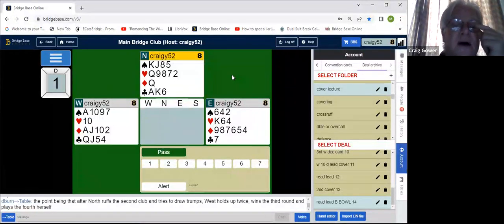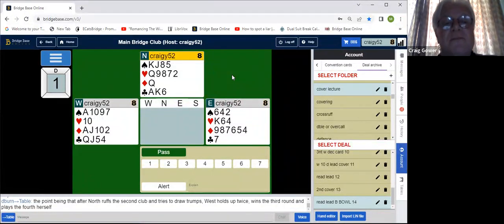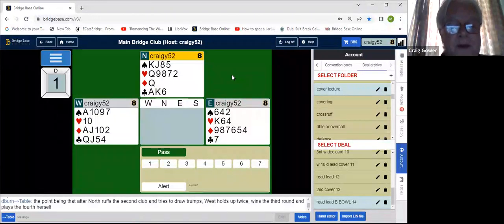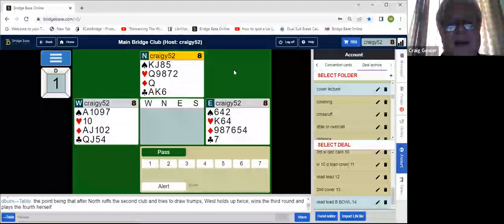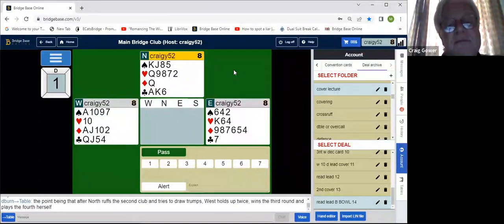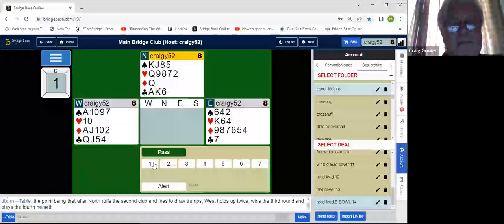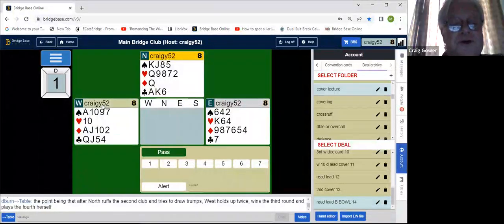So this hand here was actually from a Bermuda Bowl that I played many years ago, but it's a good lesson on to cover or not to cover. So here we go, let's deal with it. Yours truly was in the West seat.